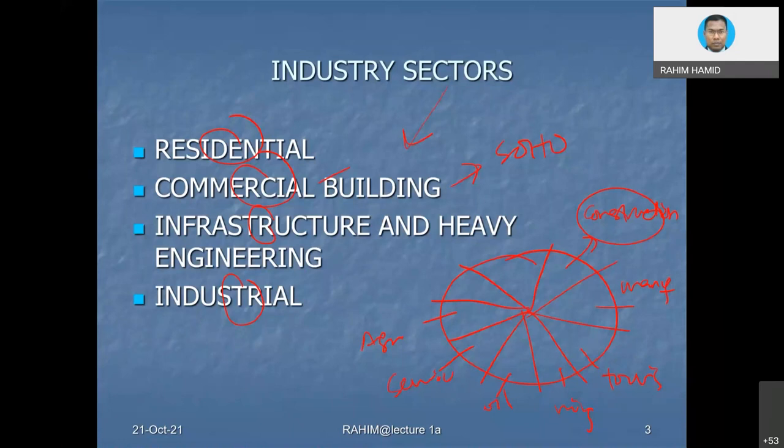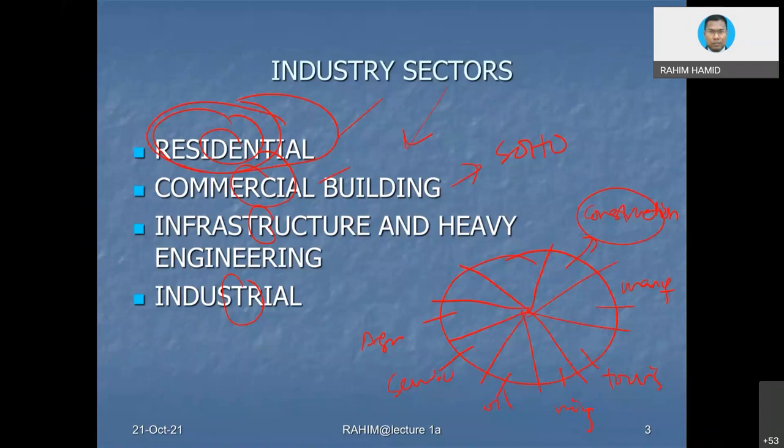Regardless of what type of residential, whether you live in a bungalow that might cost you 10 million, or in a low cost flat, it doesn't matter. All those things we call residential. So residential is a big business, because once there are people, people need to stay somewhere. So there is a demand for residential. But during COVID, because a lot of jobs were cut, we have an abundant number of housing units unsold, everywhere in Malaysia and everywhere in the world as well.